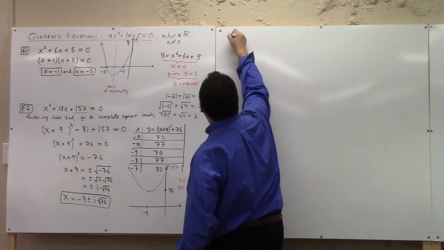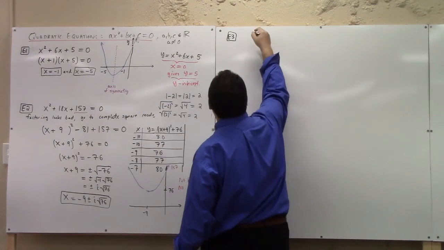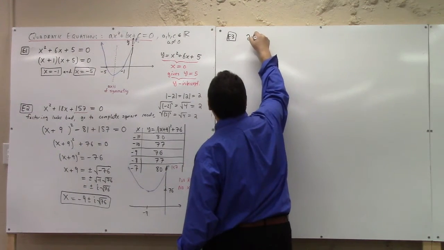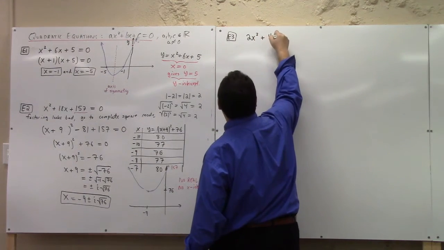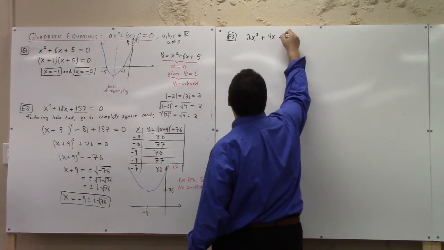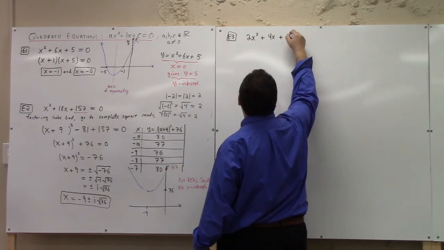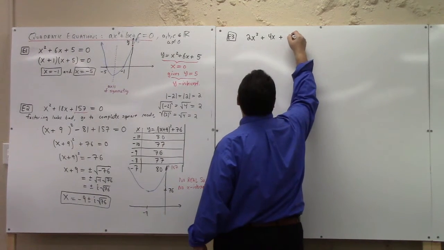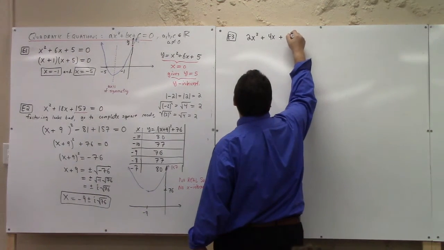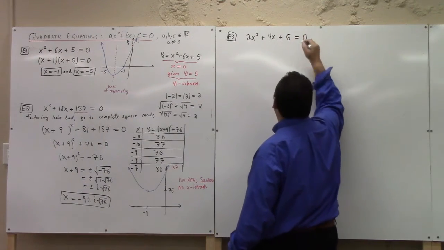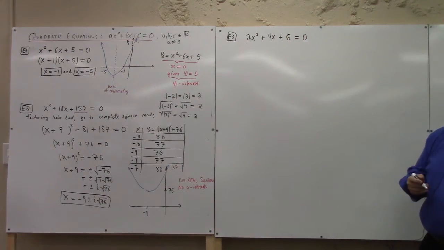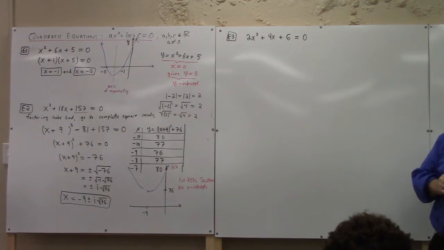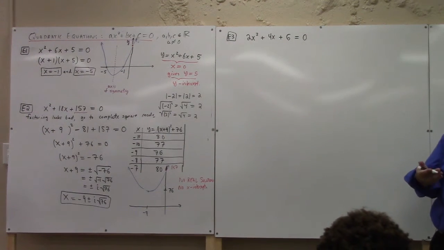Let me do another example, example 3. This one I'll make a little bit uglier. Suppose we have 2x squared plus 4x plus, I don't know, let's say 6. Now you could try to do the factoring with the numbers, but what I'm going to do, because I think we need to see more of it, is complete the square.